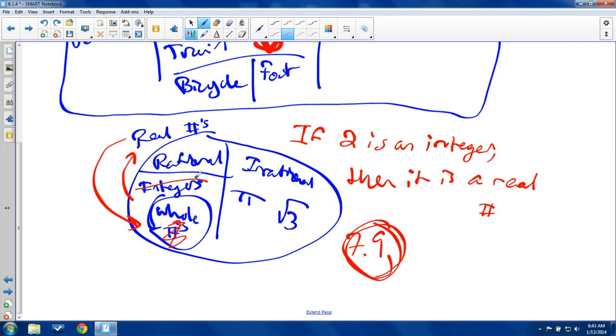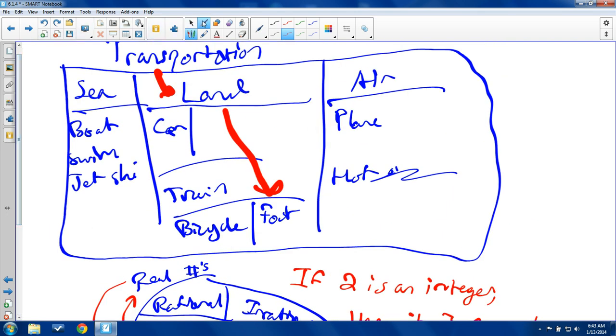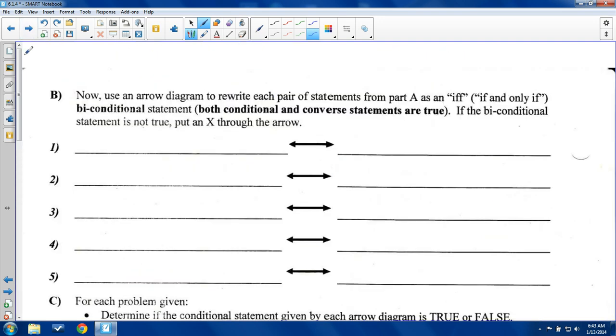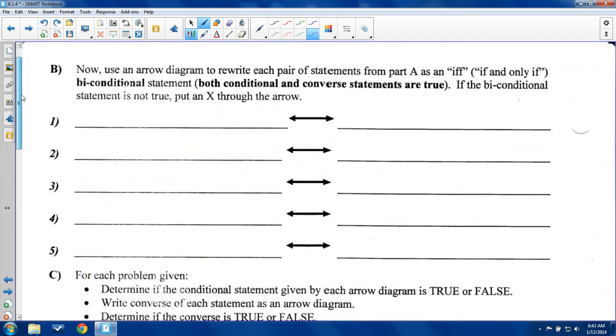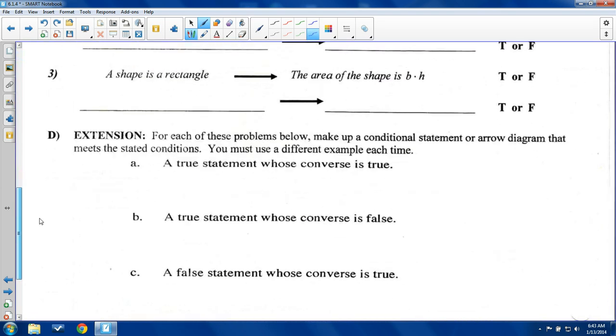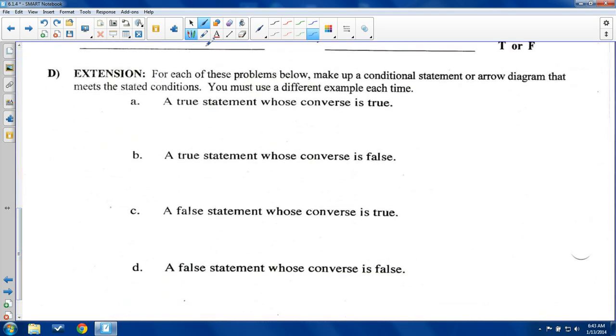So that's all converses mean. And I'm sure I kind of went overboard with these examples, but I want to make sure that you understand whether you go within subgroups or you come out of them or anything else. So there are real-world examples, and I'll come up with some. For the sake of time, I'm kind of just going to write them and see if you can make sense out of them. So I'm going to the back page, and at the bottom of it, where it actually asks you to make up a conditional statement or arrow diagram that meets the stated conditions, you must use a different example. So I actually want to use real-world examples, and I want to use math examples as well.